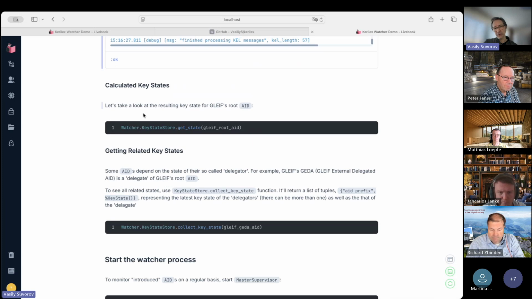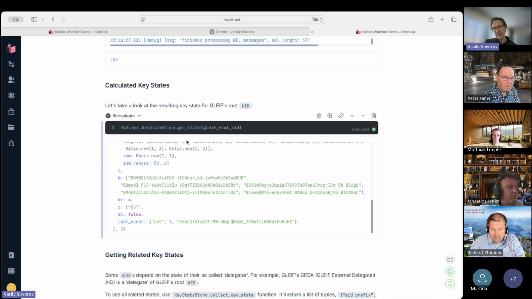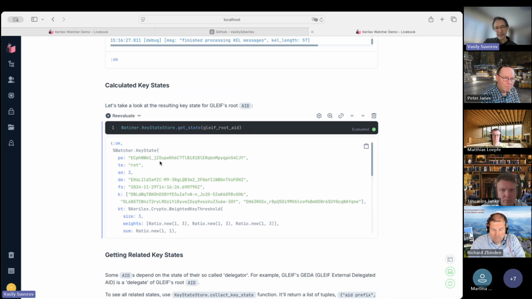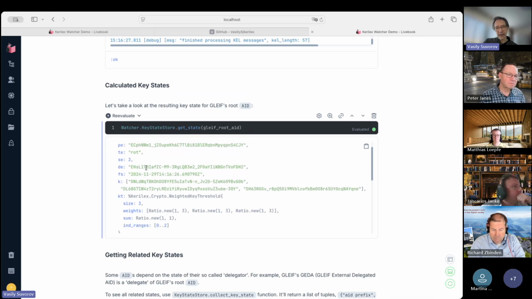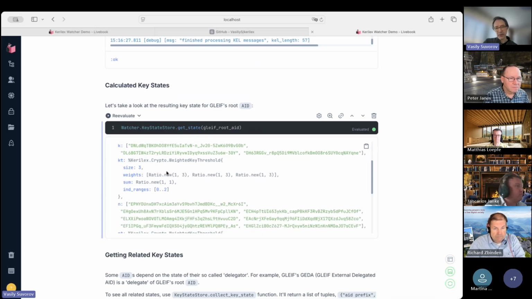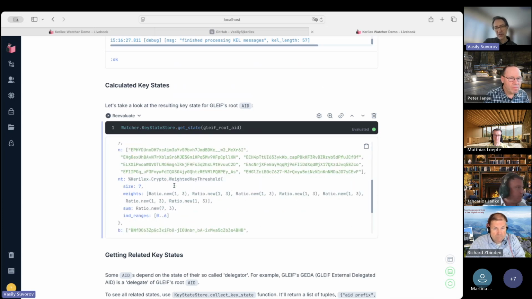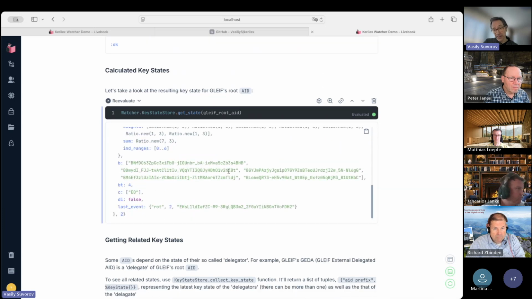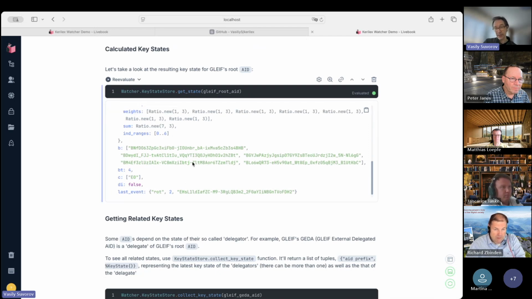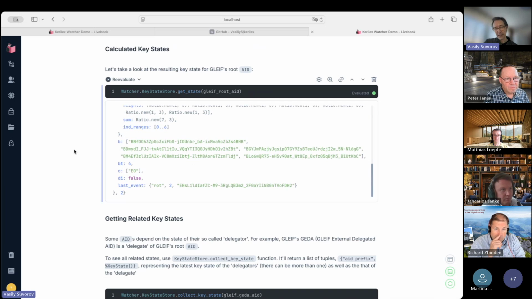For example, GLEIF root. So we will get the state, and this is the calculated state. So you can see, oh, okay. So I see the previous establishment event. Here I can see the type of the event. I see the sequence of the event. The digest, when I saw it, the keys, the threshold of the keys, the next keys, the threshold of next keys, the witnesses I mentioned, and the configuration parameter, in this case, the establishment-only configuration, and what the latest event was, right? So that's already a lot of information that we get about this.